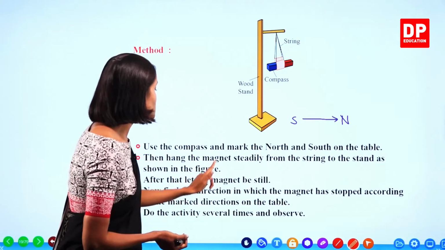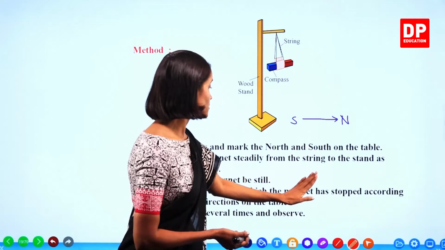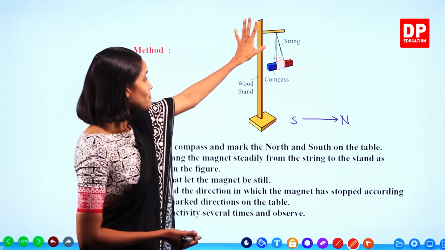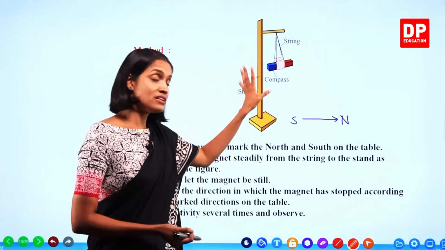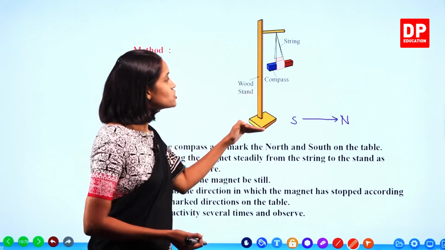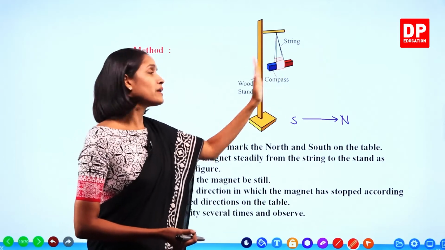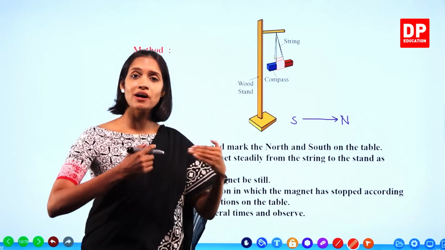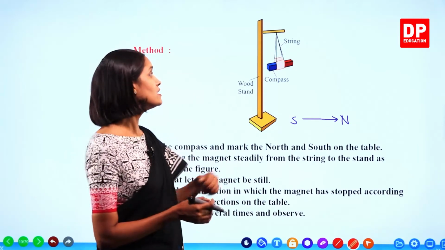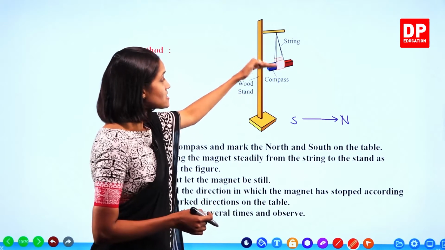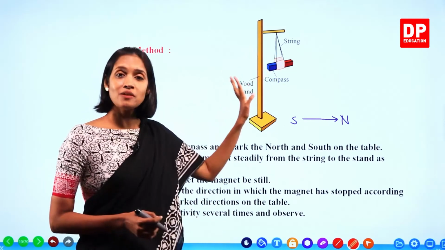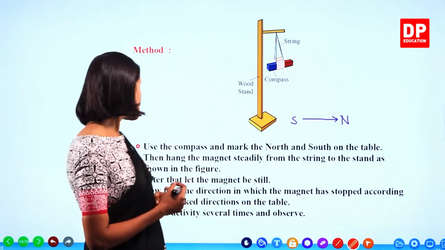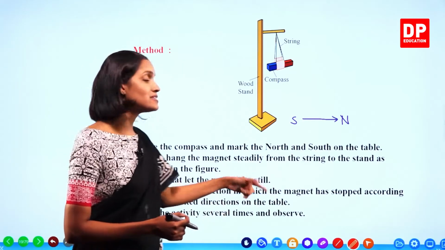Now find the direction in which the magnet has stopped according to the marked directions on the table. When the magnet has stopped moving, you have to check which direction this magnet is facing. Most of the time the bar magnets we use are marked in red and blue colors. So you have to check whether there's a specific way that these red and blue colors face towards the directions we marked or not. Right? Do the activity several times and observe.